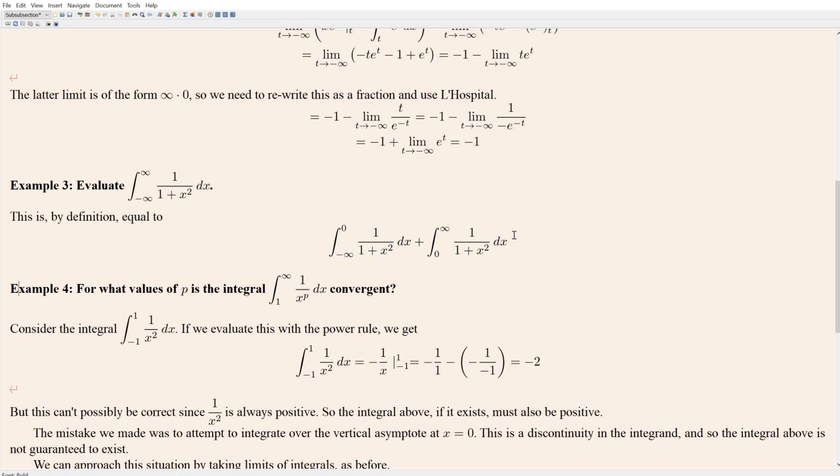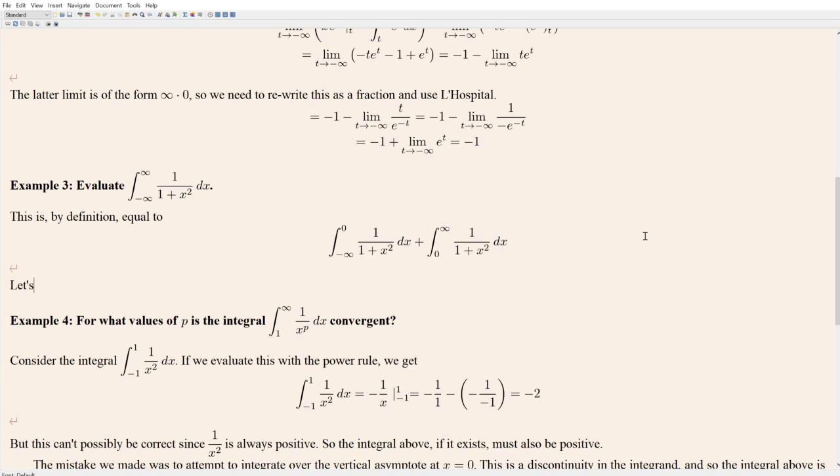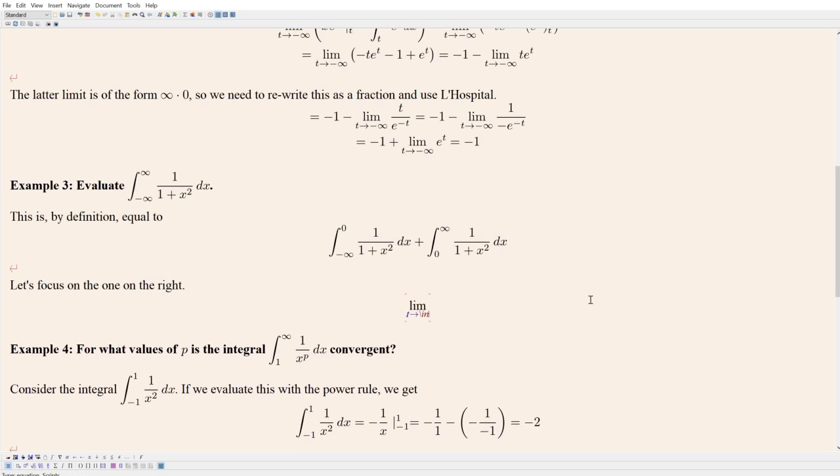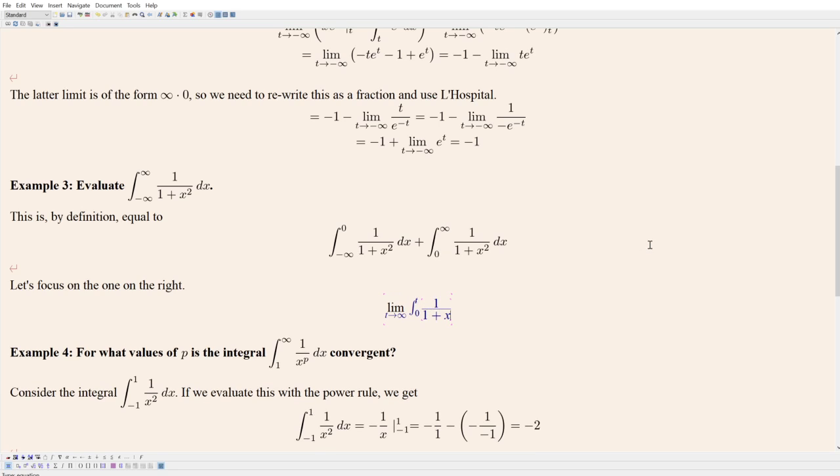Okay, so we're going to have to compute both of these. But since this is an even function, these are both going to end up being exactly the same, if it exists in the first place. So let's focus on just this one on the right. This is the limit as t goes to infinity of the integral from 0 to t, just replacing infinity with a parameter, of 1 over 1 plus x squared.